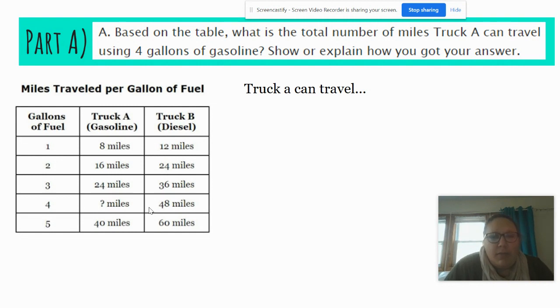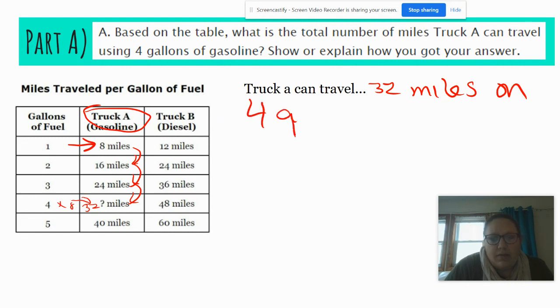Based on the table, what is the total number of miles truck A can travel using 4 gallons of gasoline? So we're only looking at the truck A column right here. As we can see, it goes 8 miles for 1 gallon, and then at each gallon, it goes up 8 more. So really, we are multiplying the number of gallons by 8. So for 4 gallons, 4 times 8 would be 32 miles. So truck A can travel 32 miles on 4 gallons.